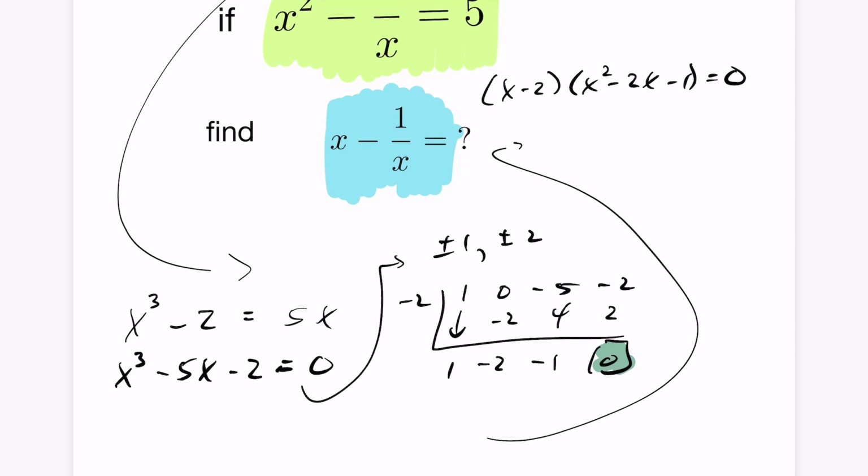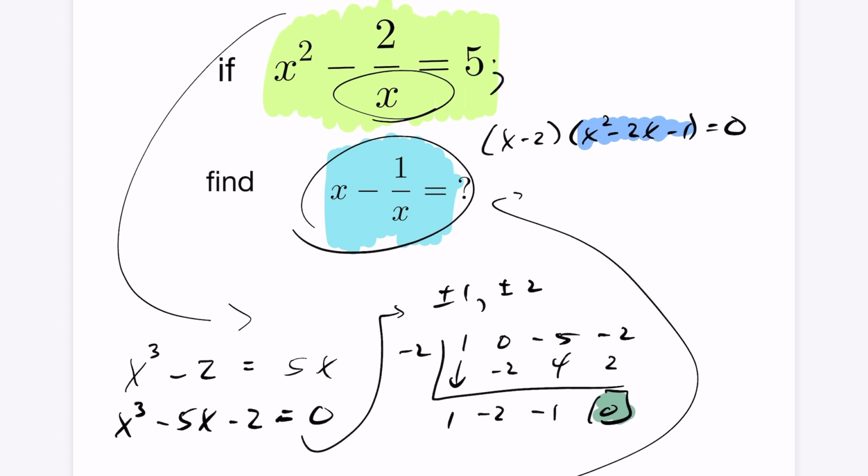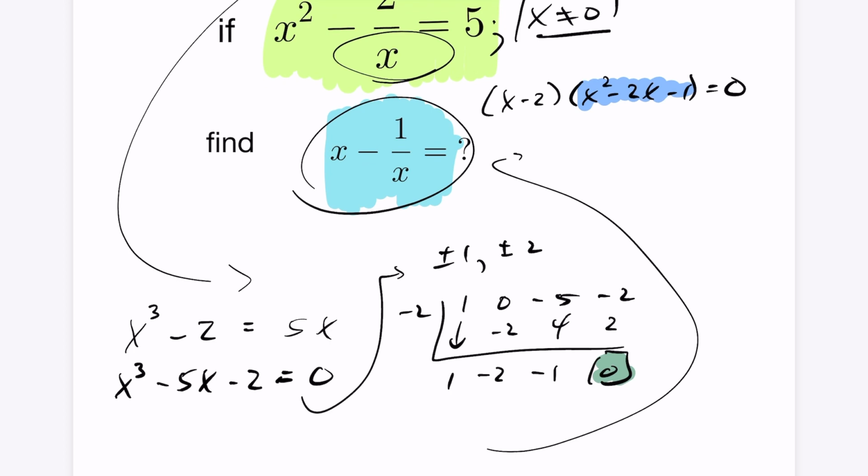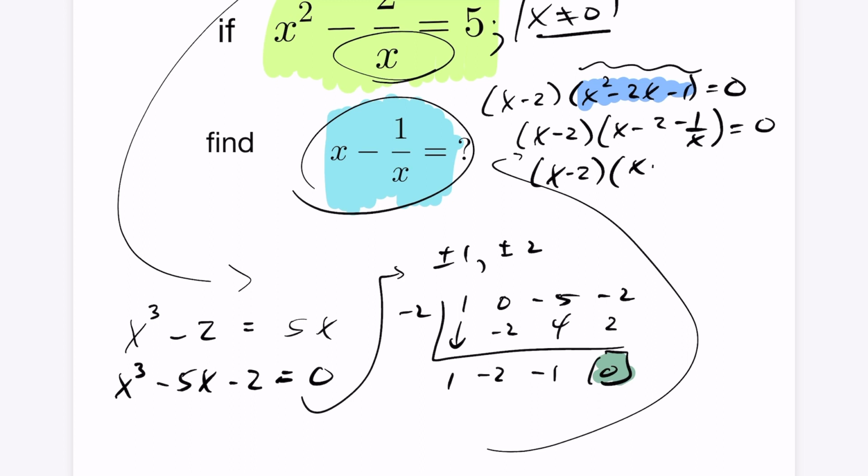Now, this question, they want us to find the value of x minus 1 over x. So if you look at this expression, we can manipulate this a bit. If I assume x is non-zero, which we can do already, the initial equation, if you remember, was dividing by x, so implicitly we're assuming x is non-zero. So that means I can divide across by x on this equation. So if I go ahead and divide across by x, I'm going to end up getting x minus 2 minus 1 over x is 0. Which means x minus 2 times x minus 1 over x minus 2 is 0, just rewriting it.